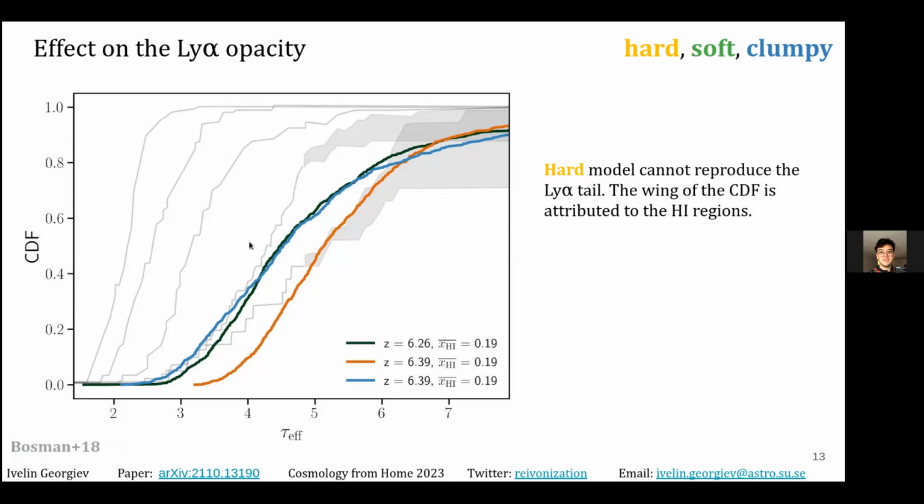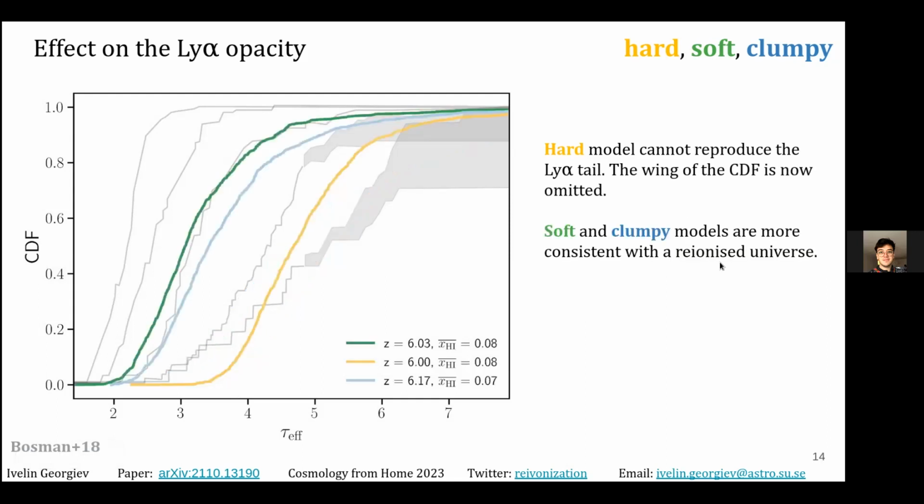You can see that the other two models behave a bit better. Here we can see the lower redshift. What I should point out is that when the universe is completely reionized, there will be much less of a spread, because there would be no residual neutral islands, and perhaps there would be a more homogeneous UVB background, so this would be more like a step function. And you can see here that again the soft and the clumpy models behave a little bit better than the hard model.